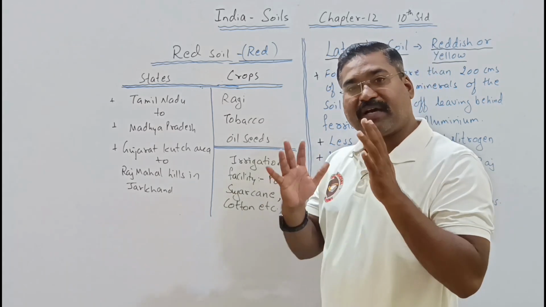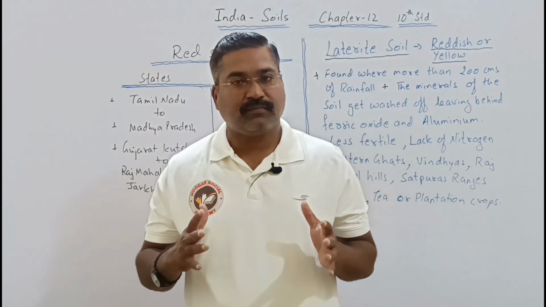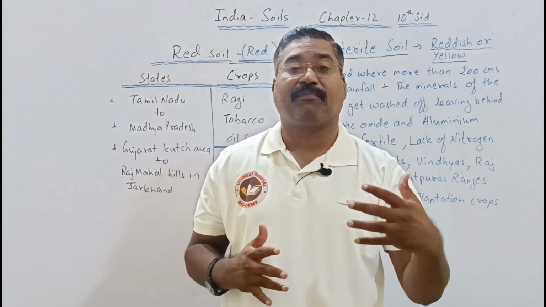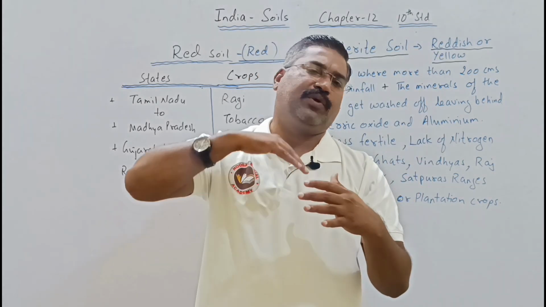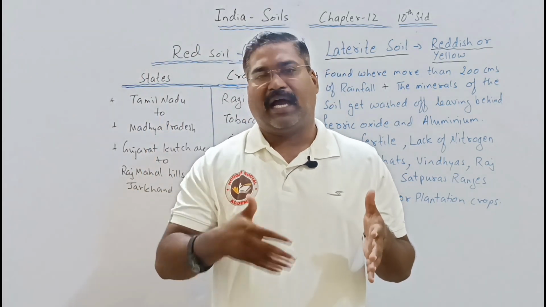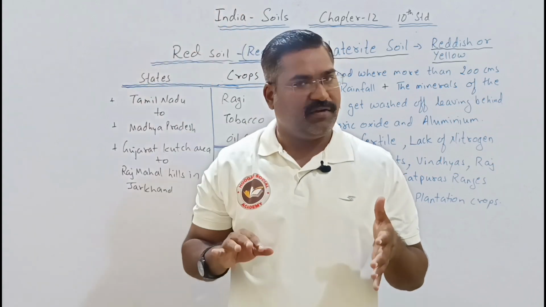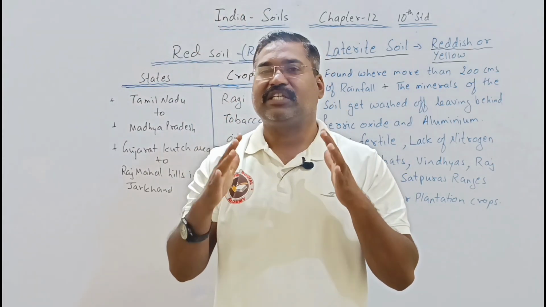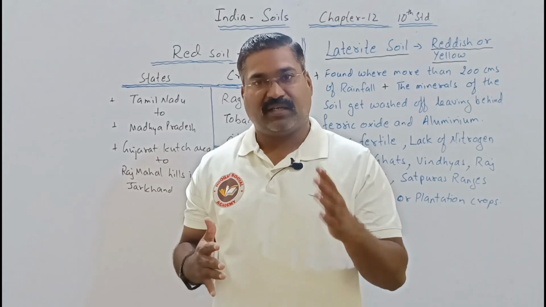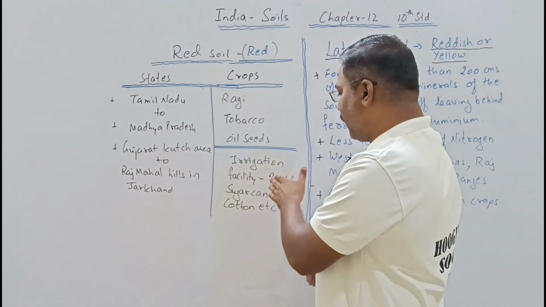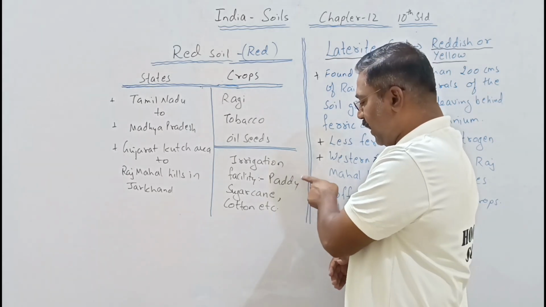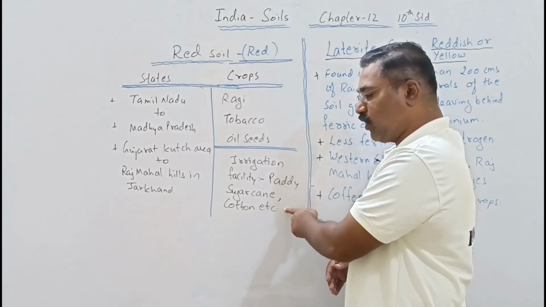If there is a good irrigation facility, irrigation which is said to be an artificial supply of water, we do with the help of the rivers by attaching canals, and we make the water flow up to the field. So if there is an irrigation facility, then even in this red soil we can grow paddy, sugarcane, as well as cotton.